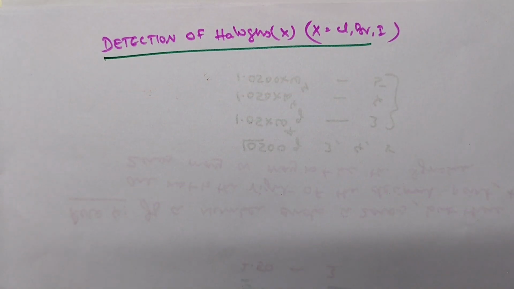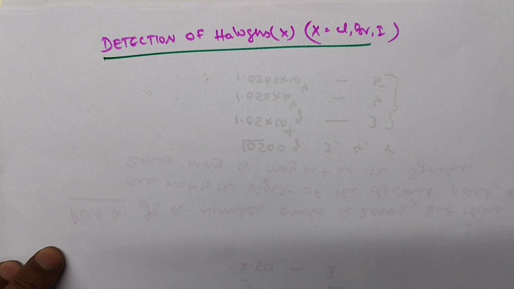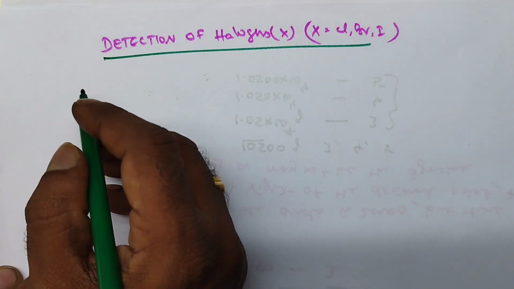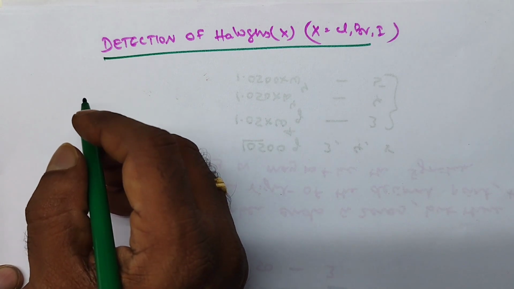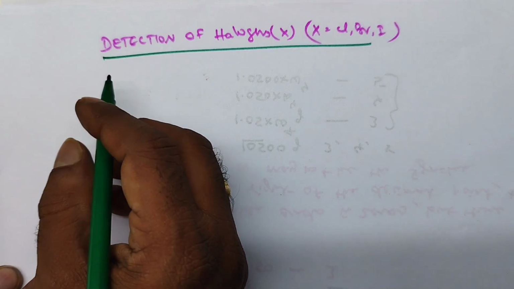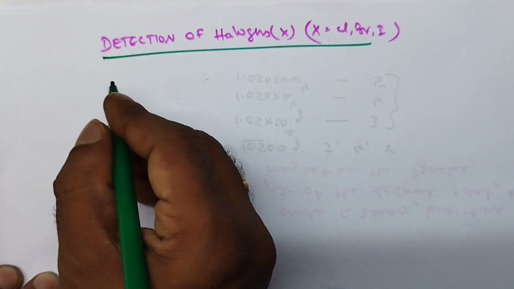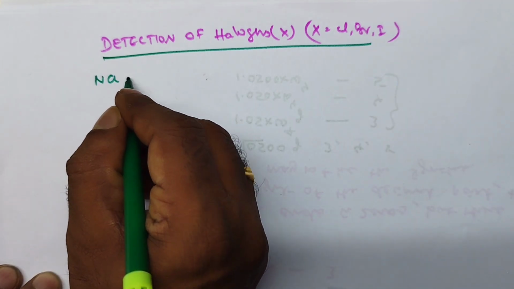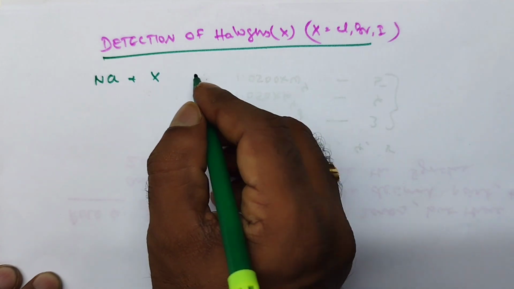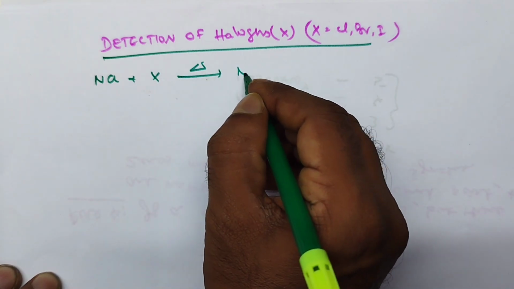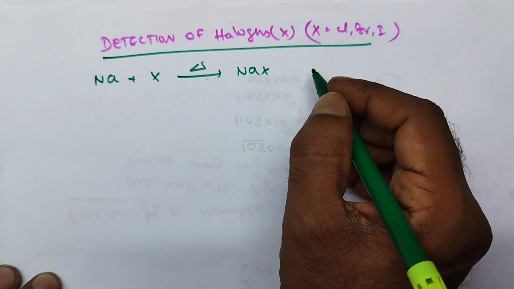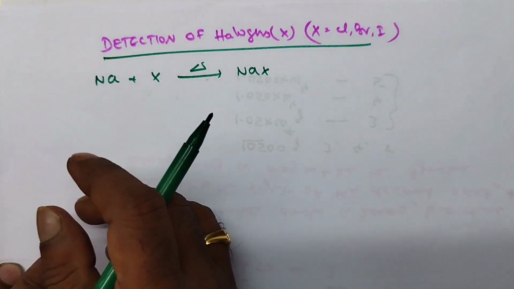Next we will see how the halogen element is detected. It is one of the reliable tests for detection of halogens in an organic compound. Already I told you, you have to prepare the Lassaigne's extract or sodium fusion extract. You take a few ml of sodium fusion extract. In that, sodium metal is there and the halogen is present in the organic compound, and it forms a sodium halide, NaX.